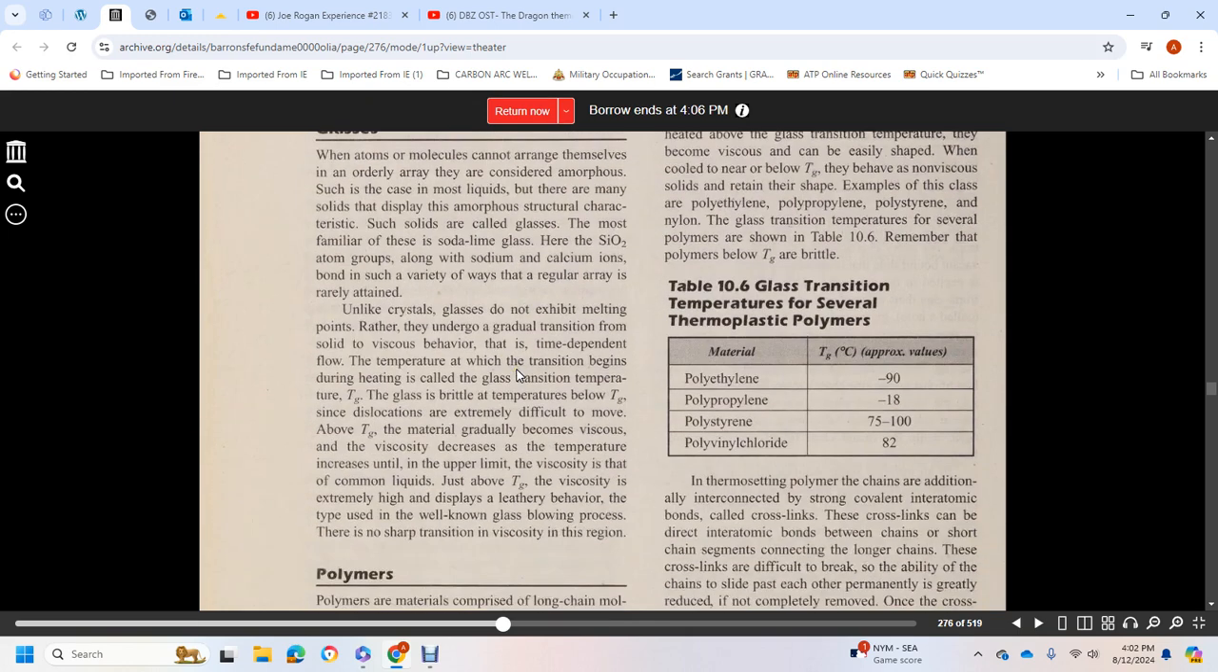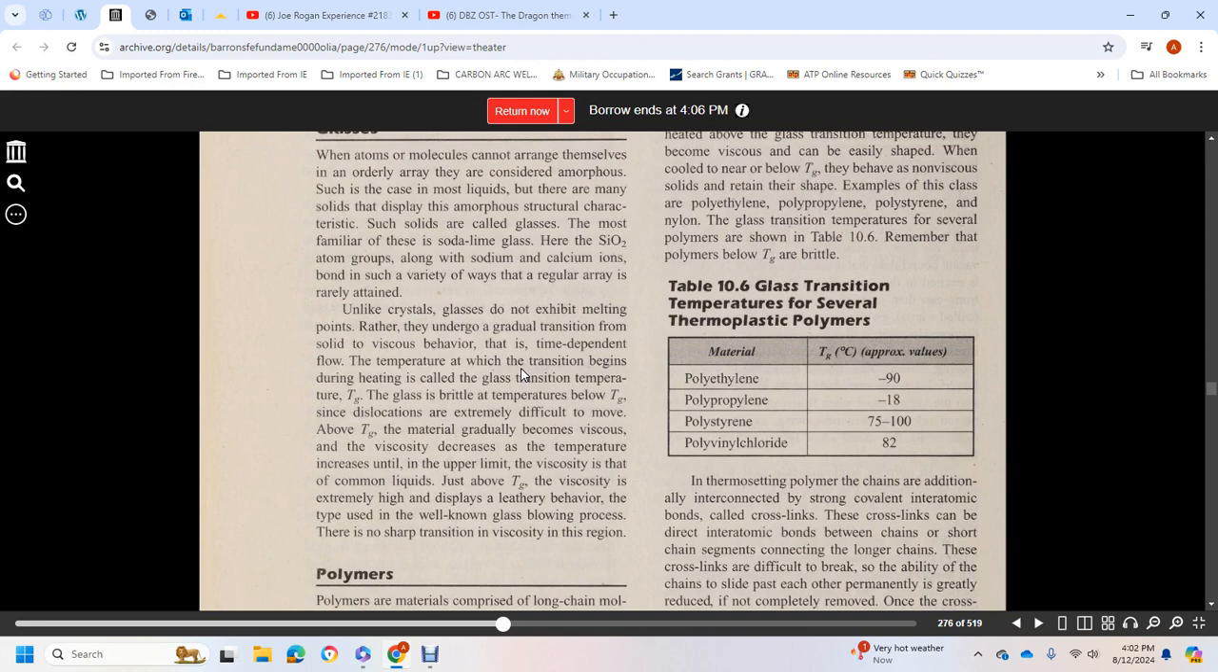Unlike a crystal, glass does not exhibit a melting point, but rather undergoes a gradual transition from solid to viscous behavior. The time-dependent flow begins during heating at the glass transition temperature, Tg. Glass is brittle at temperatures below Tg, where dislocations are extremely difficult to move. Above the glass transition temperature, the material gradually becomes viscous.